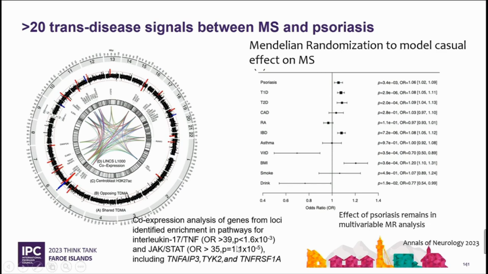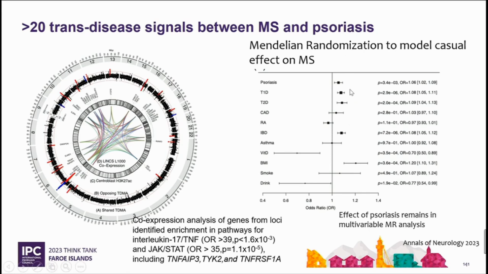TNFAIP3, TYK2, TNFRSF1A. Okay, so similarly, we conduct a Mendelian randomization to look into the causal relationship, and we only identify a causal relationship from psoriasis to multiple sclerosis, as you can see here, and these results remain even if we look into a multivariable model. Okay.